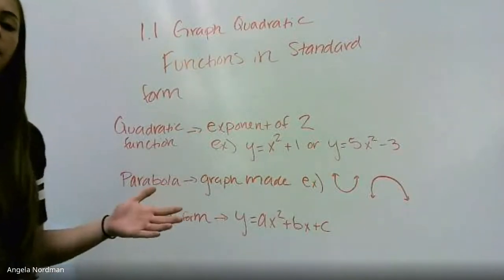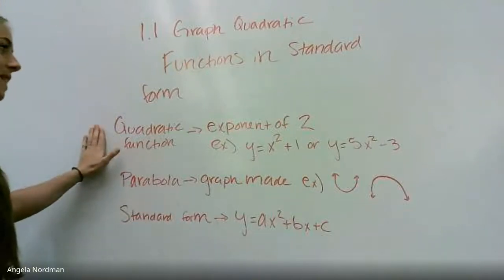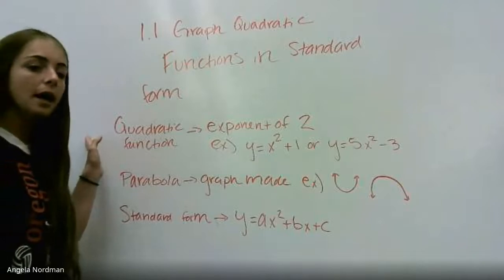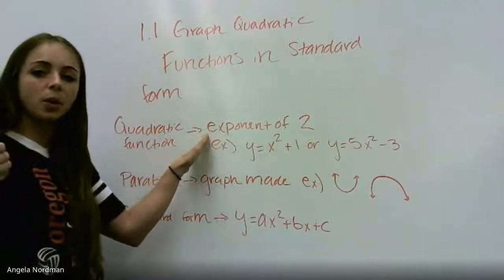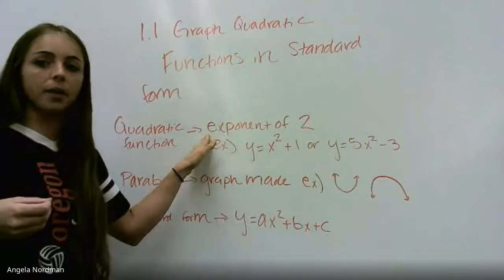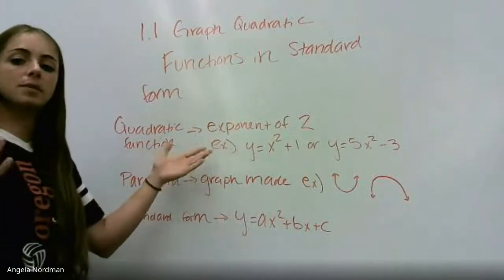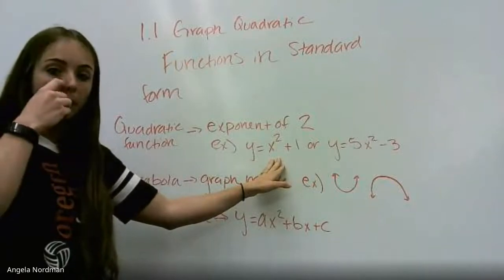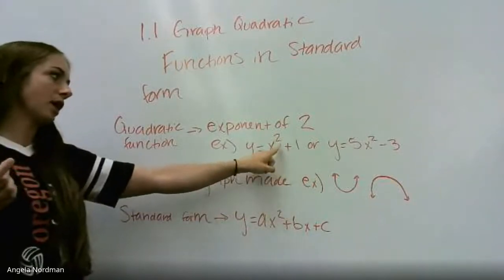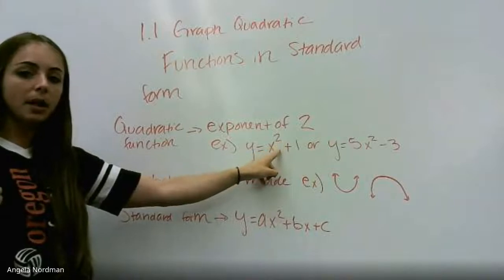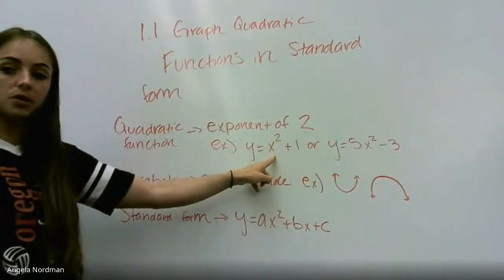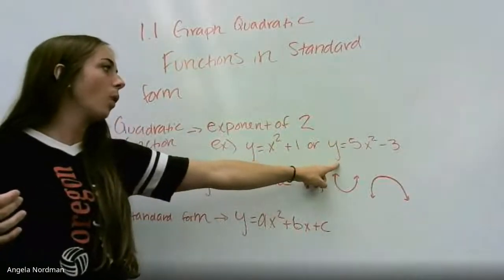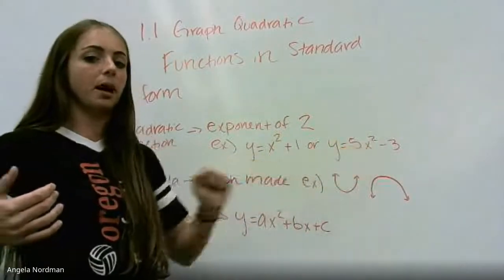So first off, quadratic form, what does that mean? If something is going to be called a quadratic function, that means it's going to have its highest exponent in relation to a variable of 2. So some examples would be y equals x squared plus 1, okay? The reason this is quadratic is, again, because the exponent being applied to the variable is only a 2. Nothing higher, nothing lower. Or another example would be y equals 5x squared minus 3.